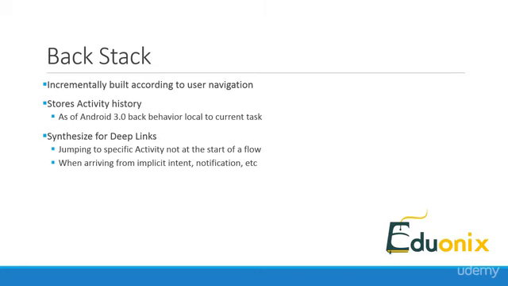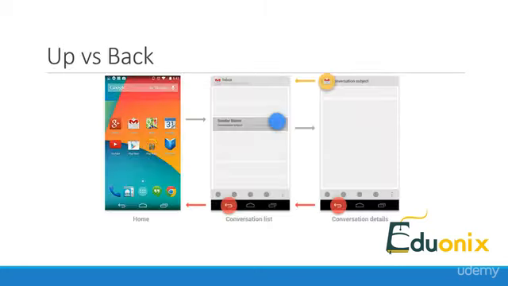This technique can be useful when jumping to a specific activity that is not the start of a normal flow within an application, or when arriving at an activity from an implicit intent, notification, or other non-launch based action. We have previously mentioned the up mechanism in the action bar in Android. It is important to note that the up action and the back action are two distinct actions, although in many cases they may result in the same outcome.